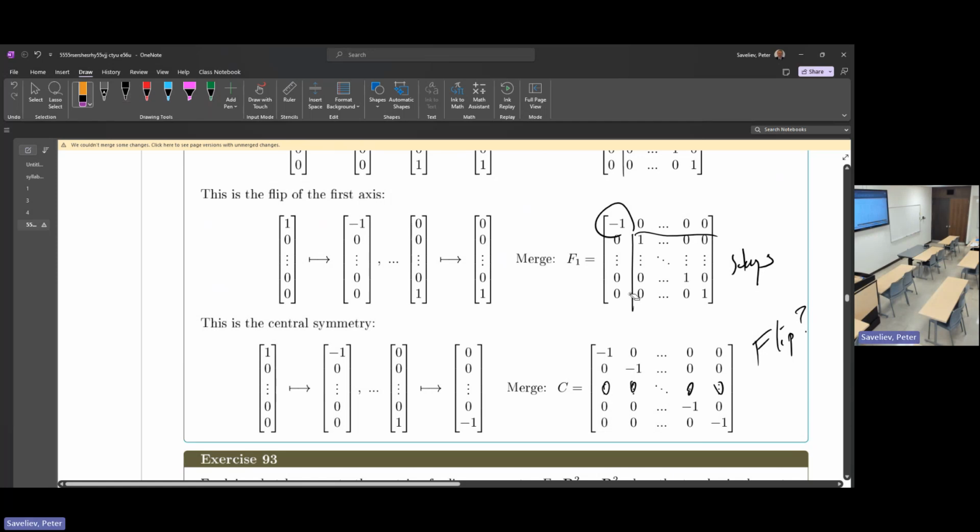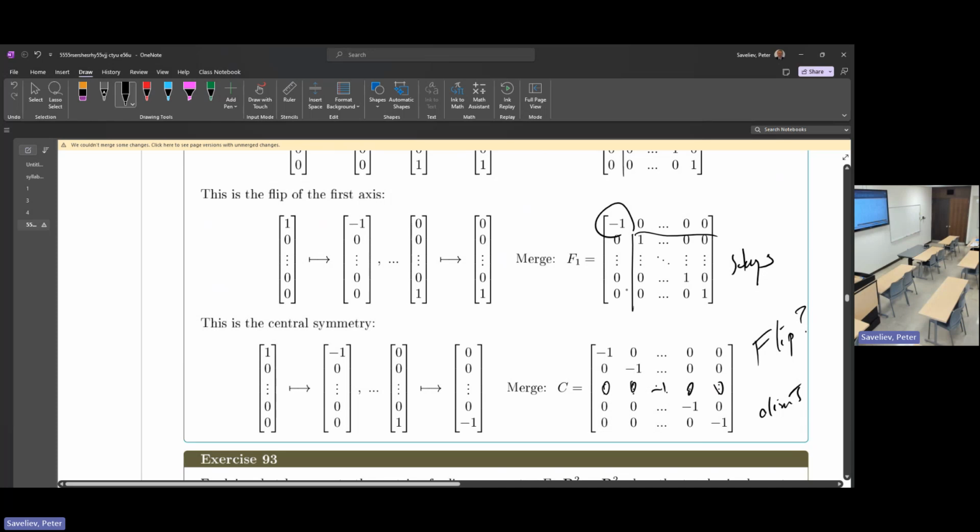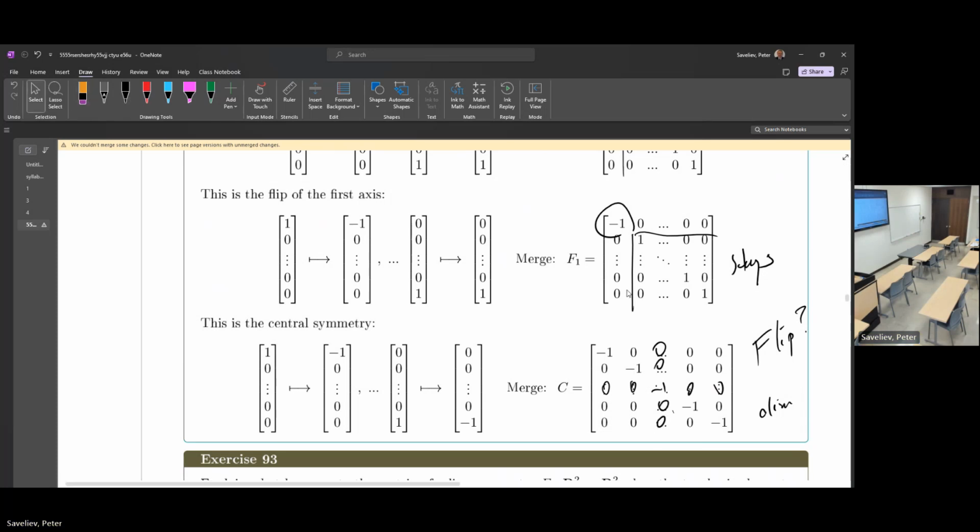Hold on a second. Then I would have -1. If I want to go with dimension 5, then this is what it would look like. Right.